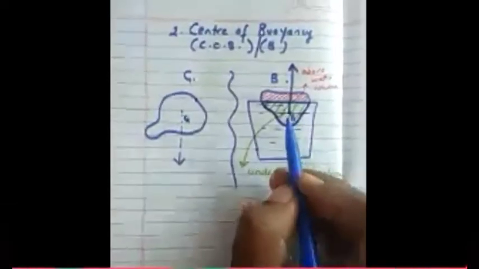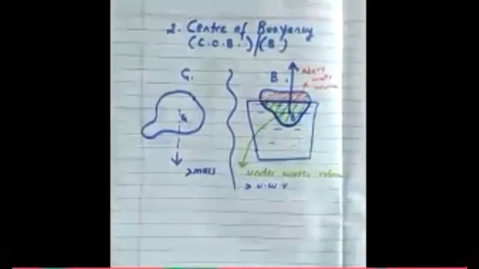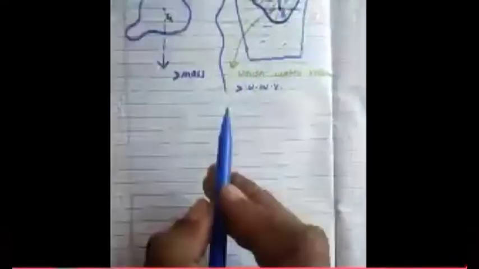Here we said the center of gravity acts vertically downwards, but the center of buoyancy acts vertically upward. That is the first thing. The second thing is that the center of gravity is totally dependent upon the mass. That means wherever I have more mass, my center of gravity will be towards that point, right? But the center of buoyancy totally depends upon the underwater volume, that is, this green shaded portion. I'll give you one more example.